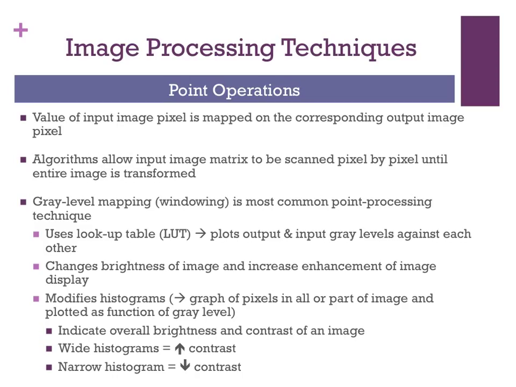Windowing also modifies the histograms. Histograms are a graph of pixels in all or part of the image and are plotted as a function of gray level. And this indicates the overall brightness and contrast of an image. A wide histogram means that there is high contrast, and a narrow histogram means that there is low contrast.